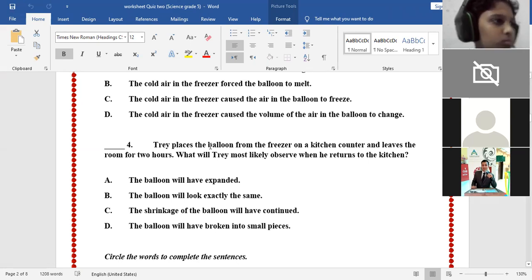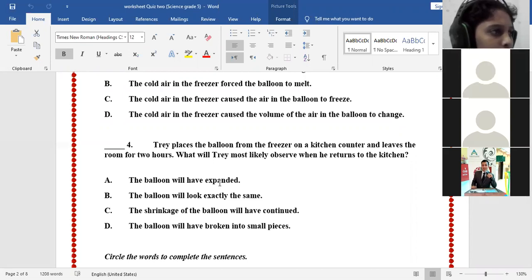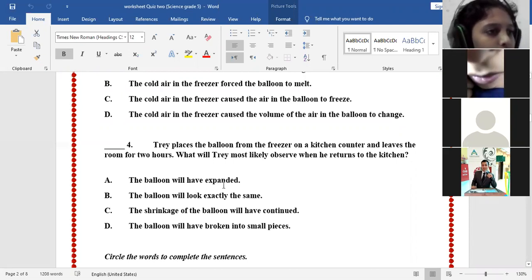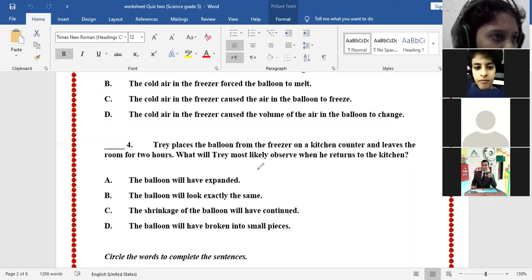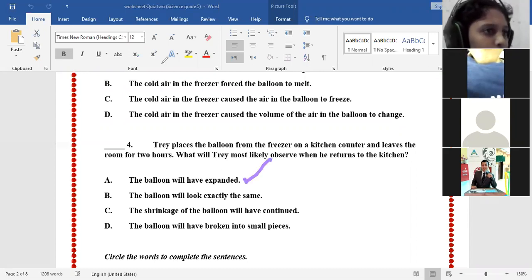Yes, when he places the balloon from the freezer on a kitchen counter and leaves it for 2 hours, the balloon will have expanded or increased in size. Why? Because the temperature is changed, and the temperature in the kitchen is higher than the freezer, so the air will expand. So number 4, the right answer is A. Okay. Number 5.